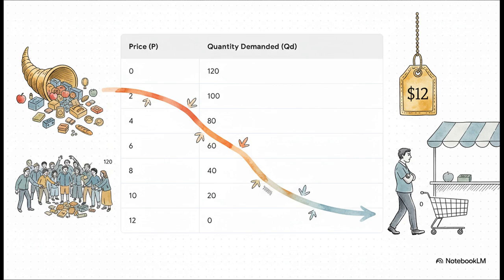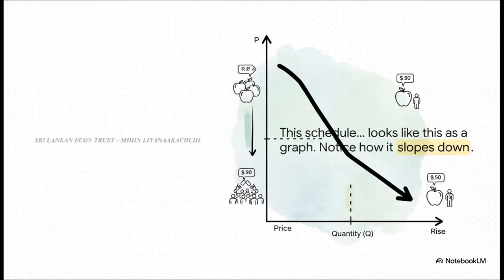Demand just completely vanishes. And if we take all those points from the schedule and plot them on a graph, well, we get this, the demand curve. See that steady downward slope? That's the visual signature of the law of demand. It's a picture that says, as price goes down, the quantity people want to buy goes up.